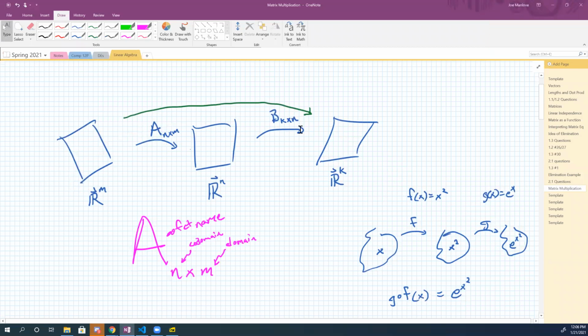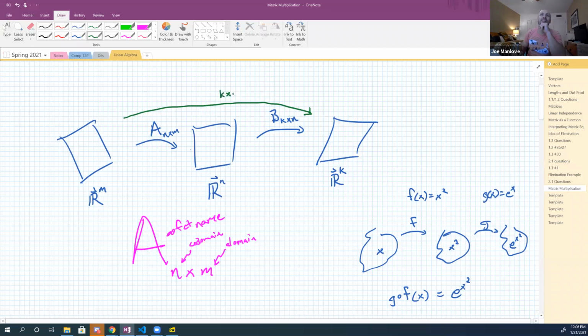I'm going to guess a 3x3 matrix. It's going to be a K by M matrix. K by M? Yeah. Why? Because over here we named it N by M, and then this one was K by N. So if we go from the first one to the last one, it should be K by M.